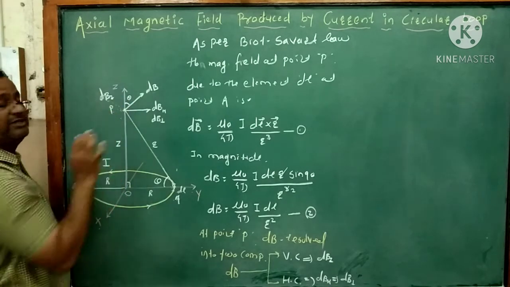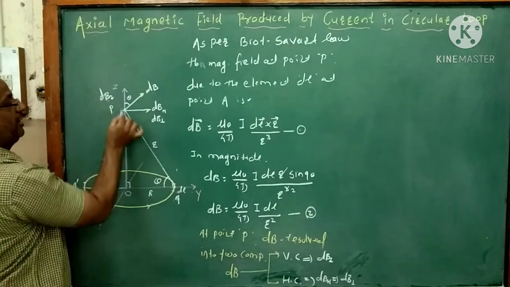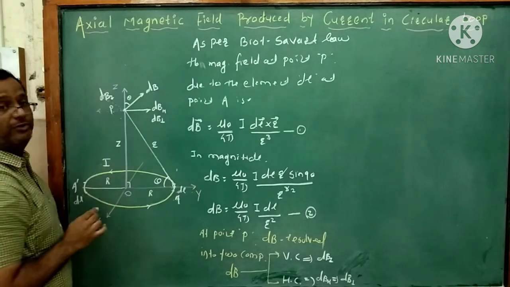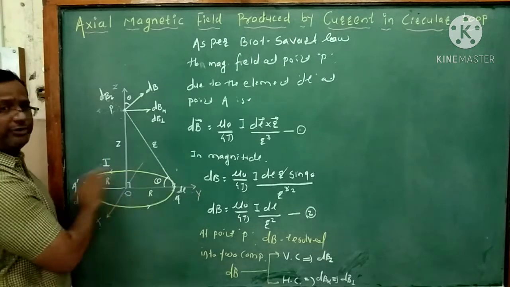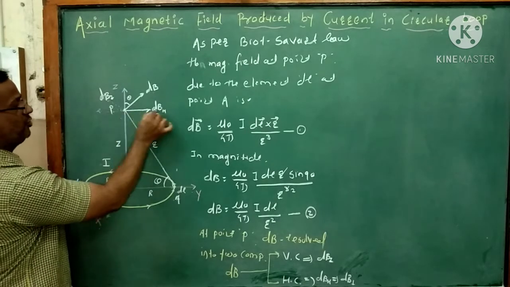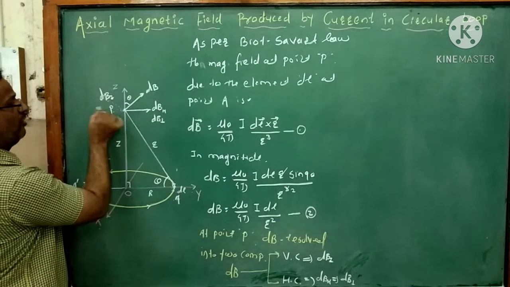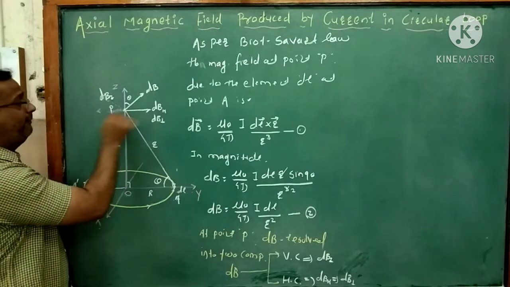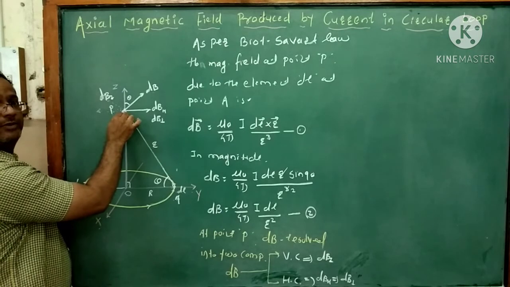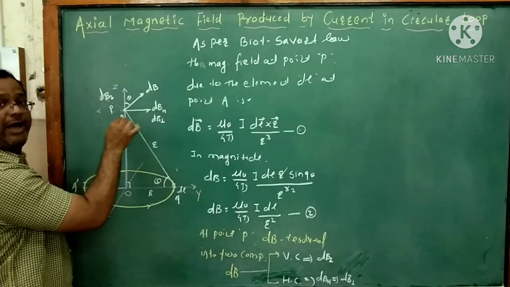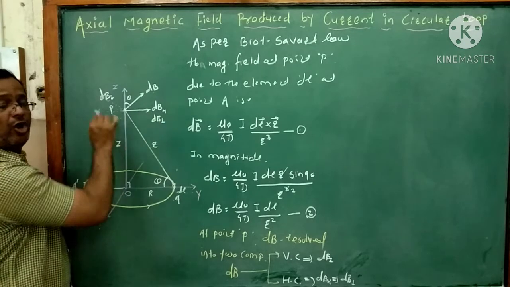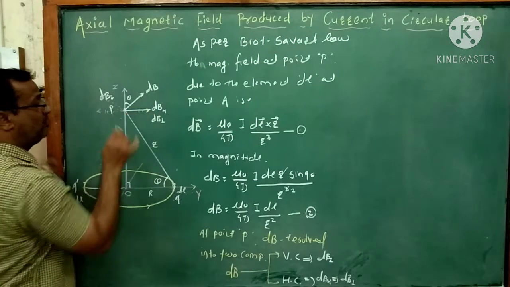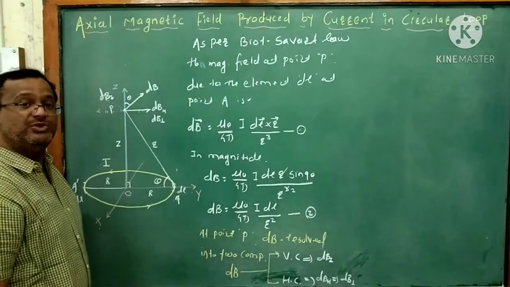Then this dB is also resolved into two components, the vertical component and the horizontal component. Here this will be the horizontal component, and this will be the vertical. For these two points, this will be the horizontal component, and again this will be the horizontal component for the second one. The magnitude of the horizontal magnetic field is the same, only their directions are opposite. So these two components cancel each other.